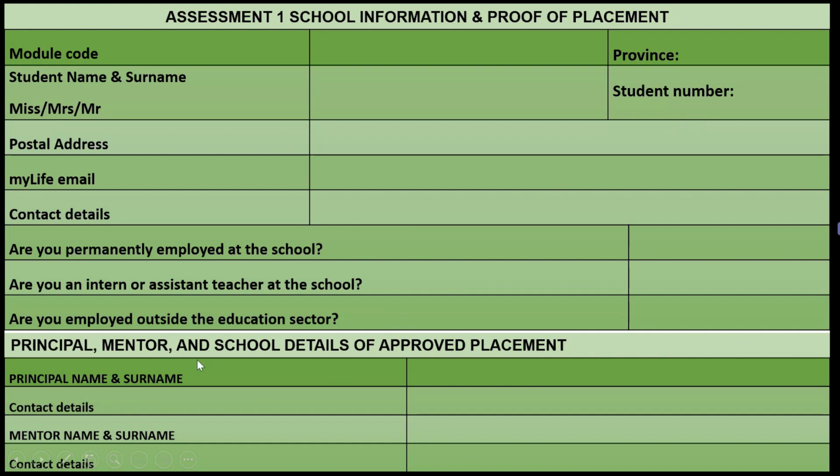Okay, fine. And then coming to the information in here, we also need the principal's name and surname and contact details. Remember that once you are at school, there will be a mentor teacher assigned to you. That will be the one who will be guiding you, since you will be observing during your first year of your teaching practical. She or he will be directing you on what to do. So the contact details of the mentor must also be provided.